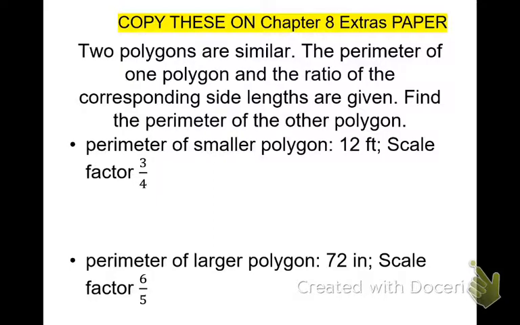Two polygons are similar. You need to write the directions of it. Two polygons are similar. The perimeter of one polygon. So you're writing this on your piece of paper. Yep, you'll be okay. You're already behind everyone else. Come on. Two polygons are similar. The perimeter of one polygon and the ratio of the corresponding side lengths are given. Find the perimeter of the other polygon.